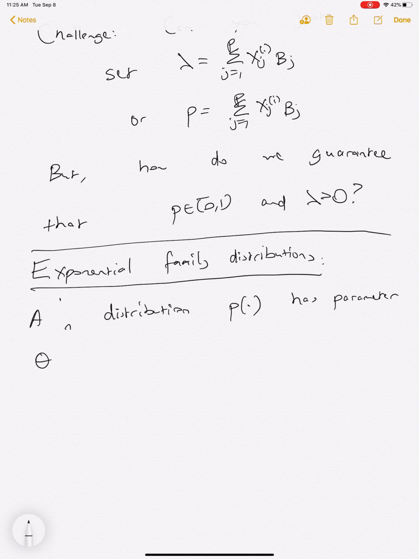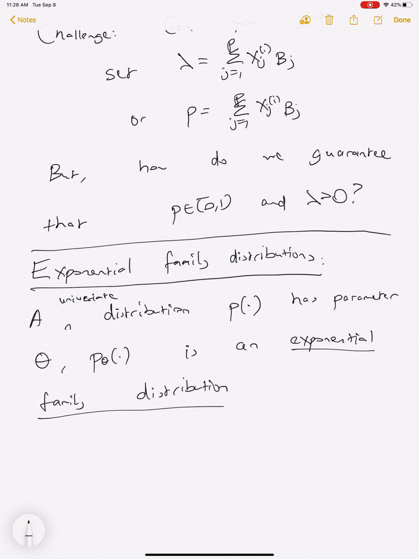So I should say a univariate distribution. We're going to be univariate for a while. I know this class is multivariate, but the distribution P, remember, is univariate. And so a univariate distribution P with parameter theta, we're going to use the notation P theta of y, is an exponential family distribution if it has the following form.